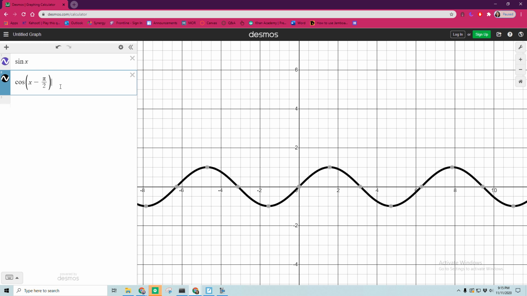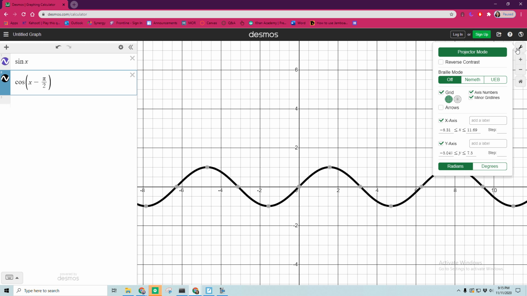So one thing that you may be wondering is, okay, if I have pi divided by 2 here, is there any way to make the x-axis show those radian values like we have been seeing in all of these problems where the x-axis is in radians? So if you're in Desmos, I don't know if you guys have tried this before, but one thing that's kind of fun is I like to put it in projector mode so it's a little bit easier to see.